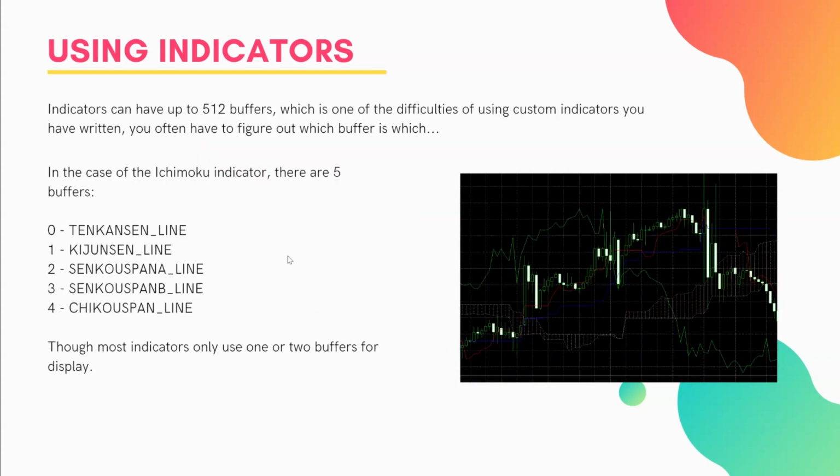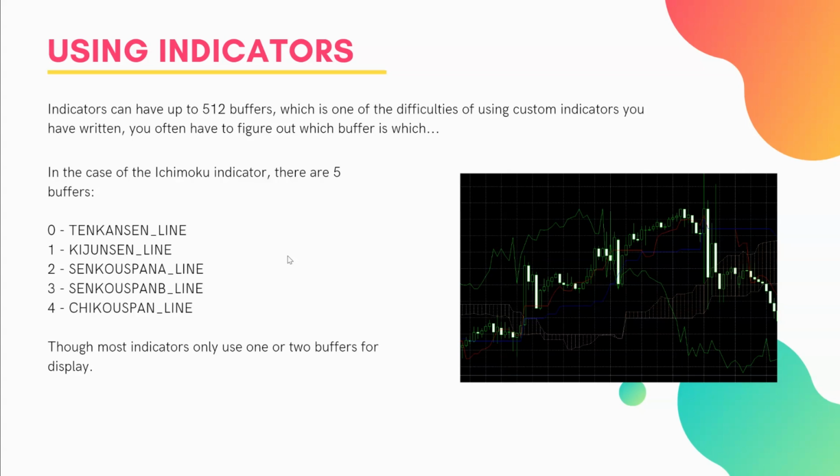If you're using other indicators, you can have more than 2 buffers. In fact, you can have 512 buffers. So I worry about you if you have 512 buffers in an indicator you've made, how long that would have taken, but there we go. One of the challenges of using third-party indicators is it's not always clear which buffer is which, and sometimes it takes a bit of detective work to figure that out. Most indicators will only use 1 or 2.